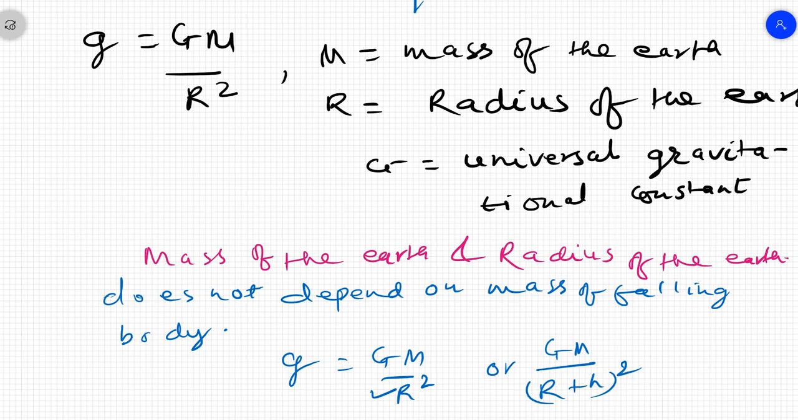Note, acceleration produced in a falling body does not depend on the mass of the falling body. The same acceleration will be produced for every falling object from the same height. If the distance from the center of the earth is the same, all the objects will have the same acceleration.